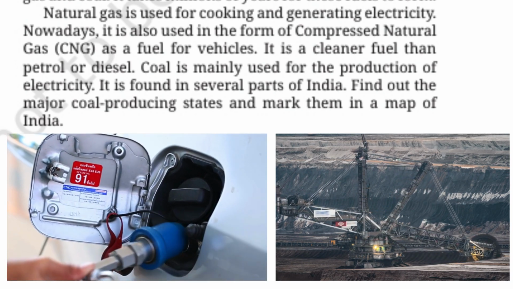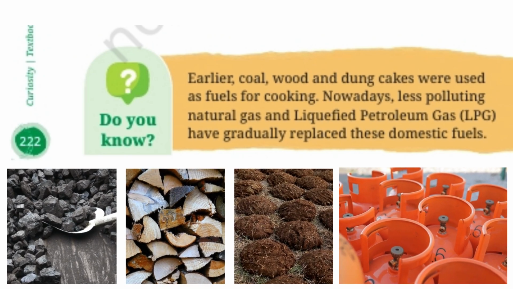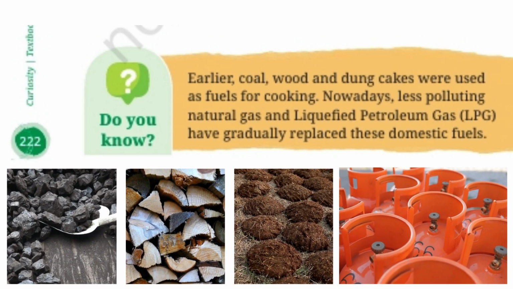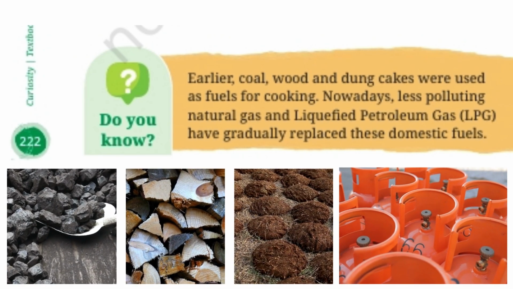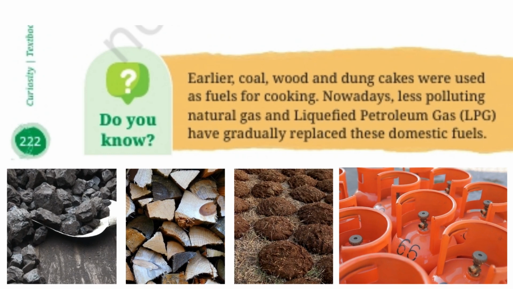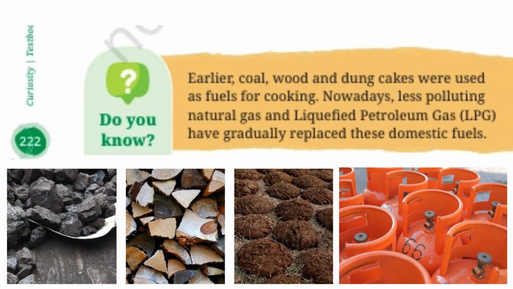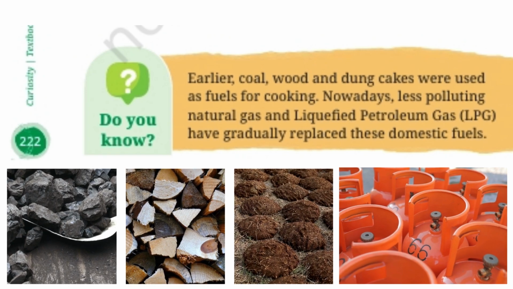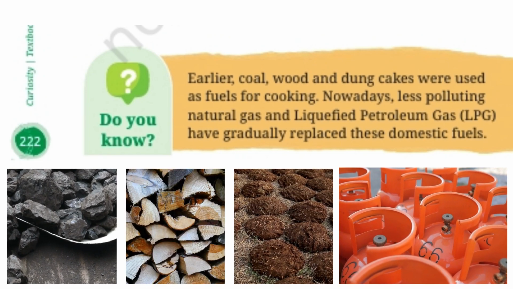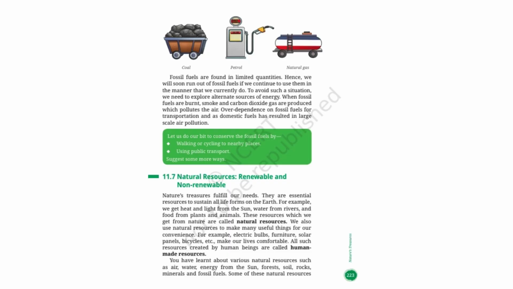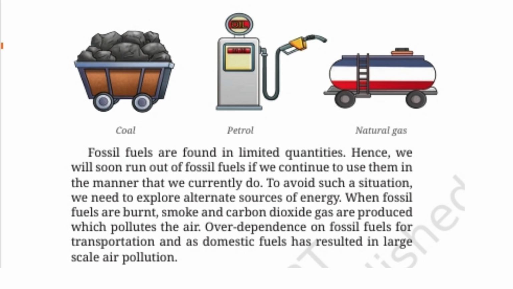Earlier, coal, wood and dung cakes were used as fuel for cooking. Nowadays, less polluting natural gas and liquefied petroleum gas have gradually replaced these domestic fuels. Instead of using cow dung cakes, wood and coal, nowadays they are using LPG, liquefied petroleum gas.